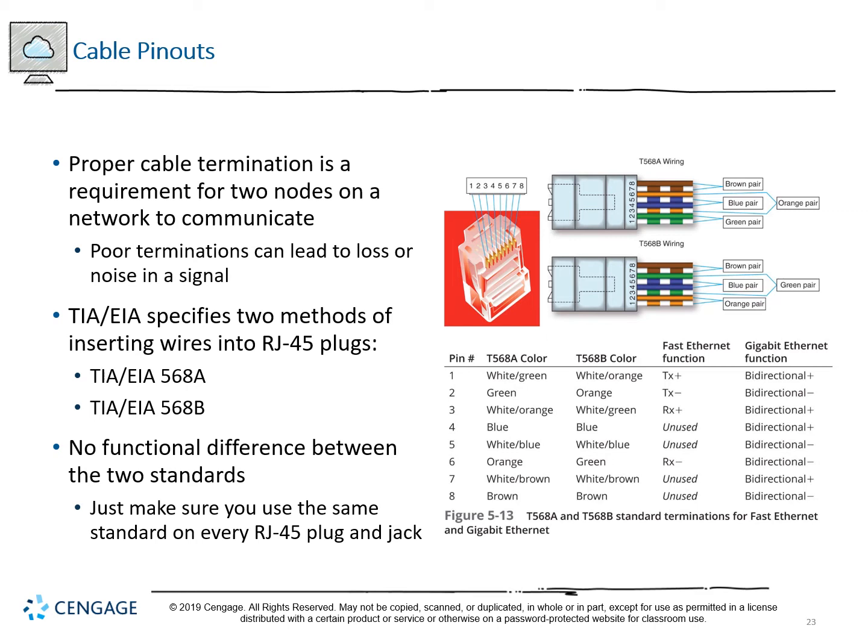Now, TIA/EIA has two methods of inserting our wires. We can see here on the right-hand side the graphics for A and B wiring. All we're doing is transposing where the orange and green pairs are placed. And if we look at the orange and green pairs in 568 A or B, what those are transposing are the transmit and receive lines that we were talking about before. There's no functional difference unless we don't use the same method on each side.